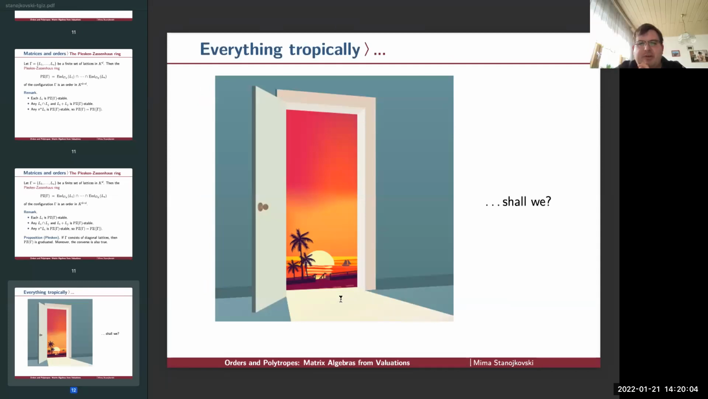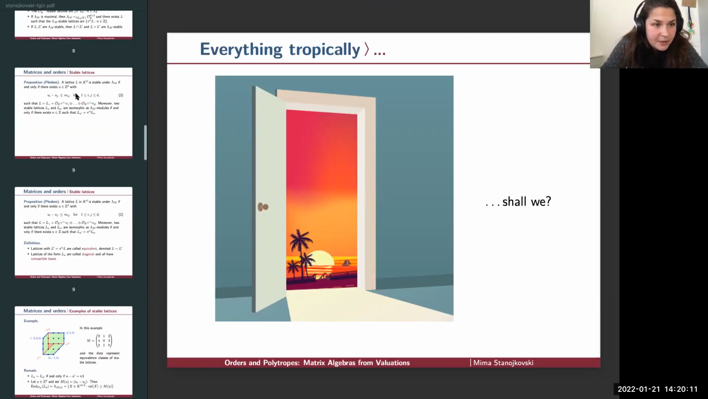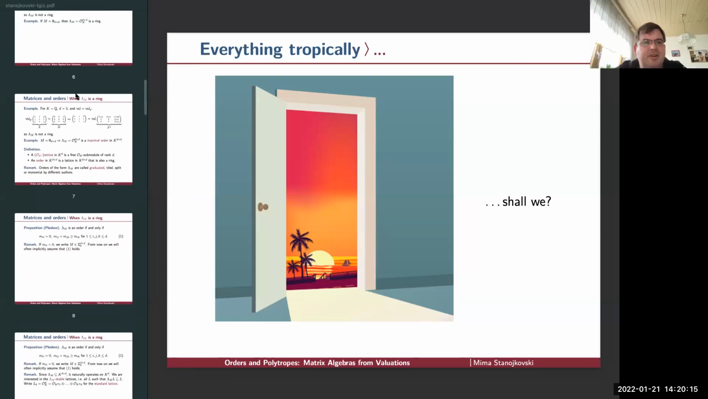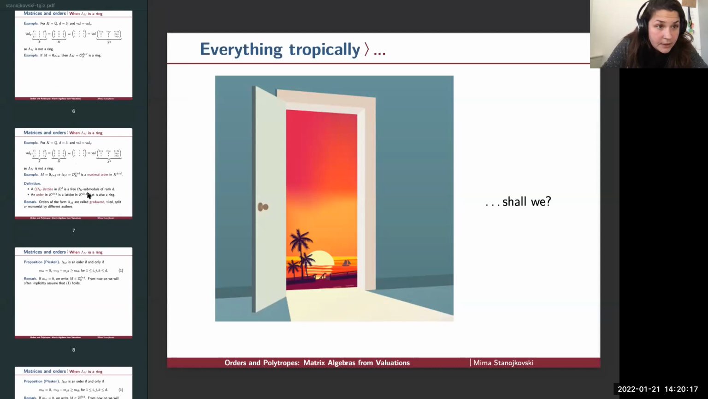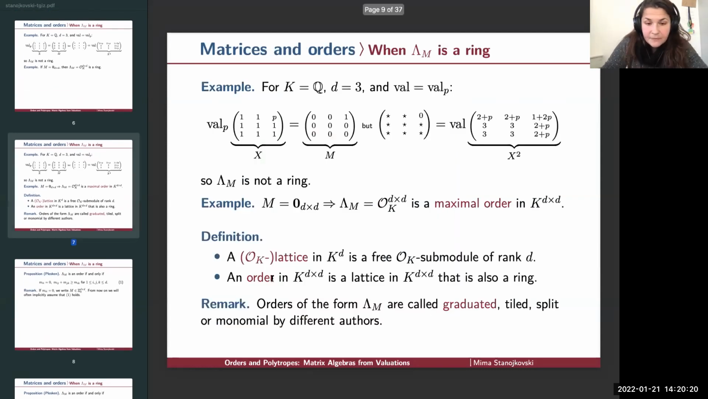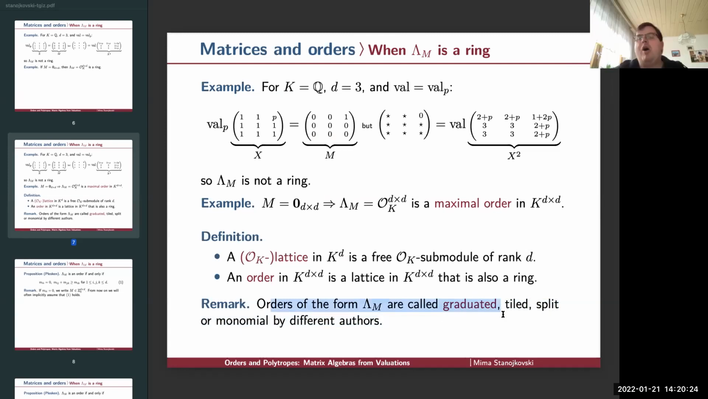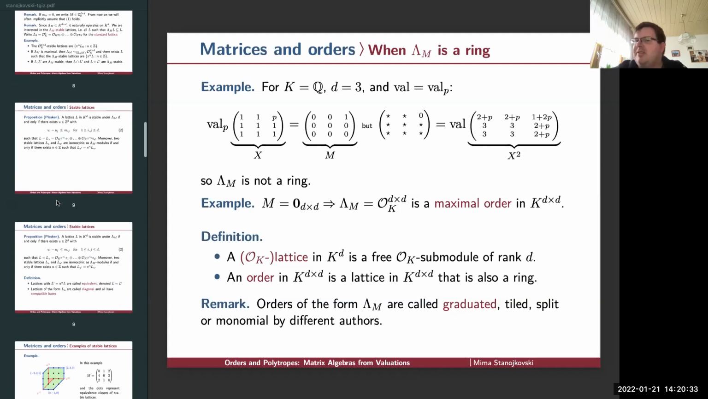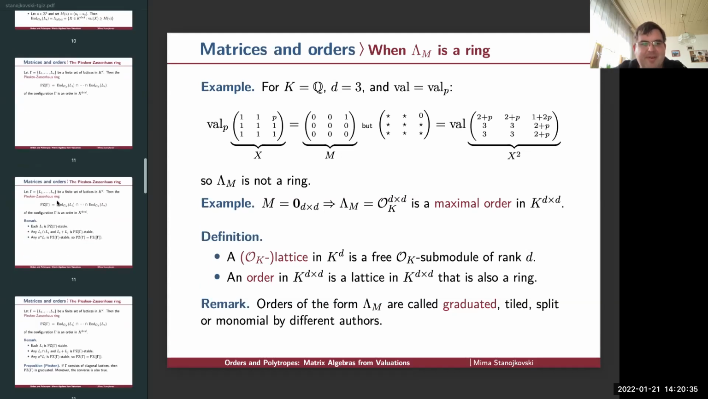When you say graduated, do you mean graded, or is this? No, sorry, let me go back 1 second to the slide where I defined it. Oh, so maybe I just missed it, sorry about that. Yeah, no problem at all. Here we said that any order of the form lambda m is called graduated. Oh, so this is the definition, okay. Right? But yeah, it's maybe not the best name. We just decided to follow the literature, but yes. Yeah, thanks for going back. No problem.